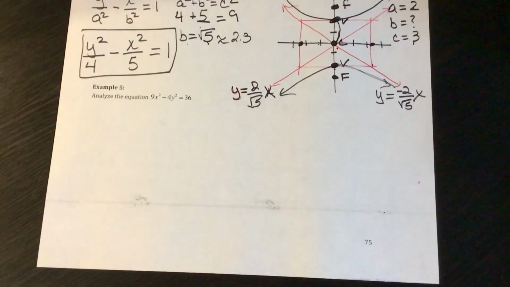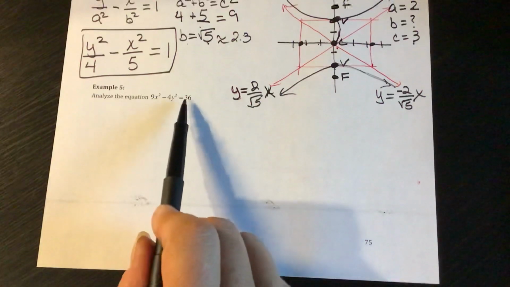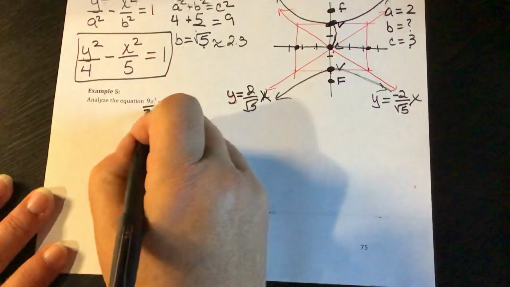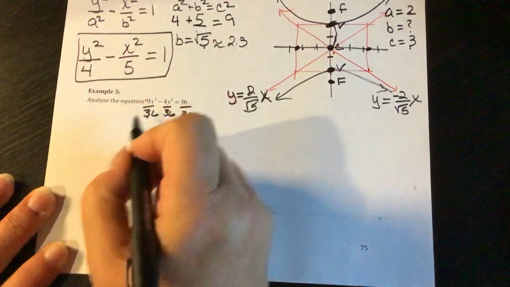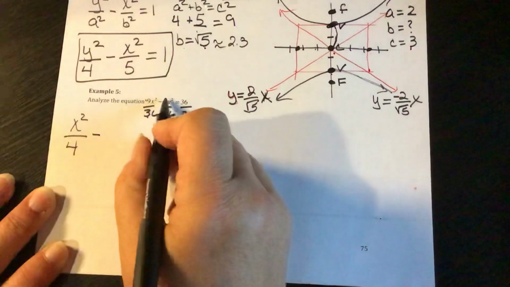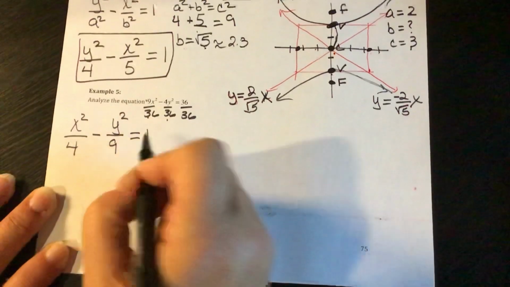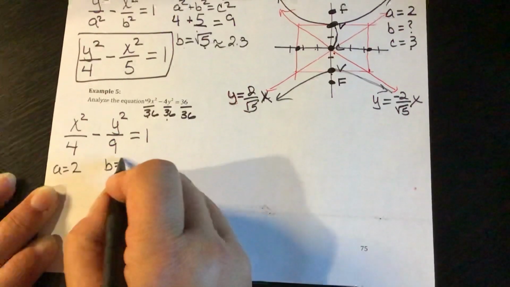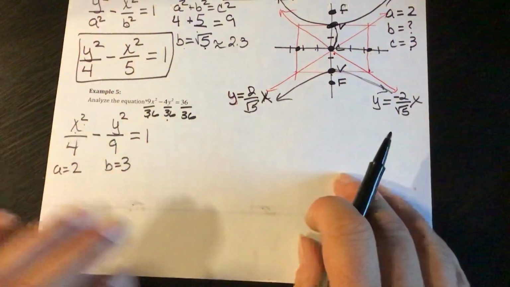All right, so one more for today. We're analyzing this equation, and I'm going to divide by 36 to put it in the proper form. So this would be 9 over 36, so this would be x squared over 4 minus, 4 goes into 36 9 times, y squared over 9 equals 1. This tells me that a is 2, b is 3, and my transverse axis is the x-axis.